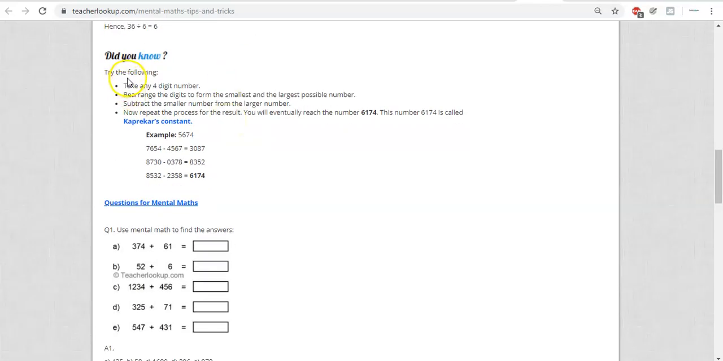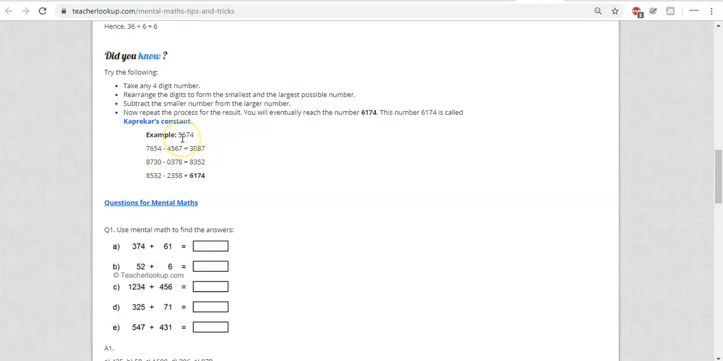Did you know, if we take any 4-digit number, rearrange the digits to make the smallest and the largest possible number, and subtract the smaller number from the larger number. Now repeat the process for the result. We will eventually reach the number 6174, and 6174 is Kaprekar's constant.